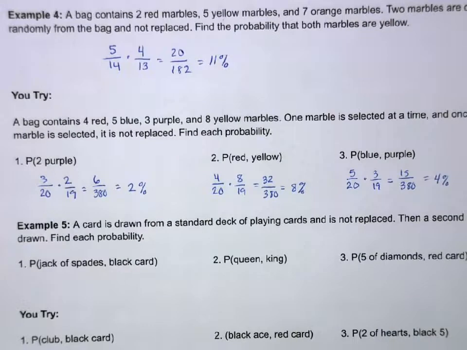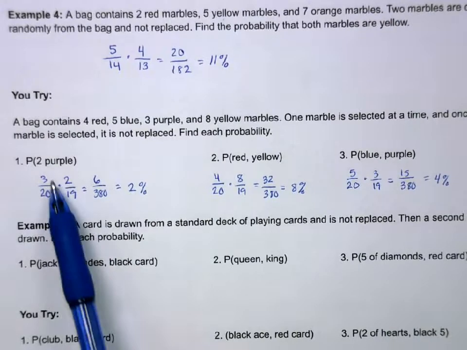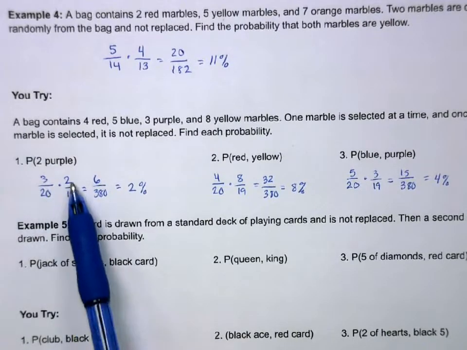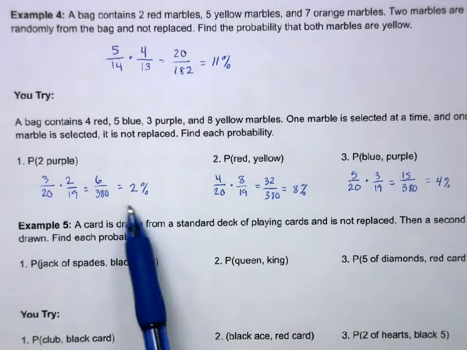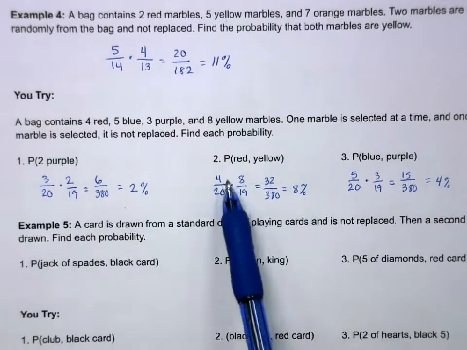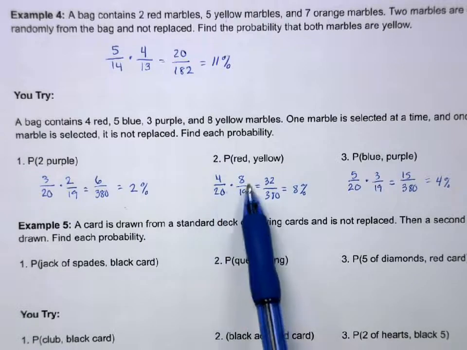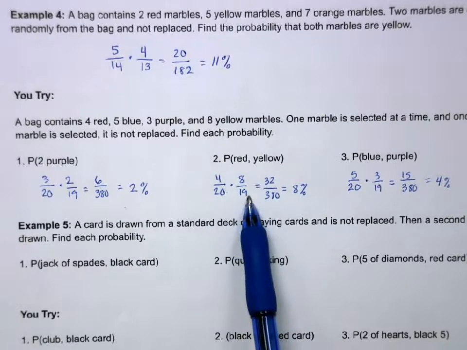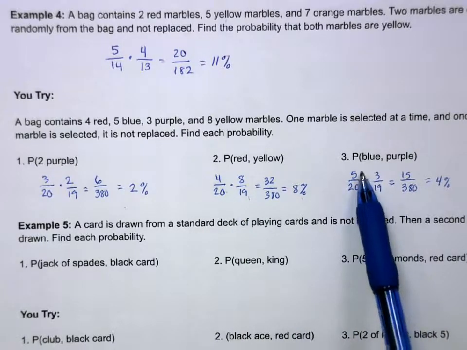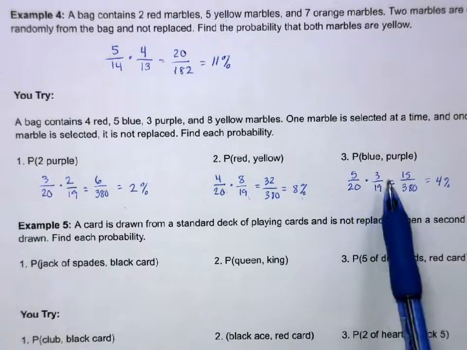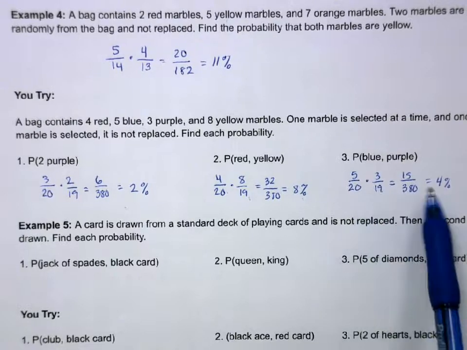So let's see how you did. 2 purples. We have 3 originally out of the 20. That reduces to 2 left out of 19. So 6 out of 380, or 2%. There's 4 yellows out of the 20. There's 4 reds. There's 8 yellows, but now there's only 18 or 19 marbles to get 8%. And then 5 blues out of the 20, 3 purples out of the remaining 19 to get 4%.